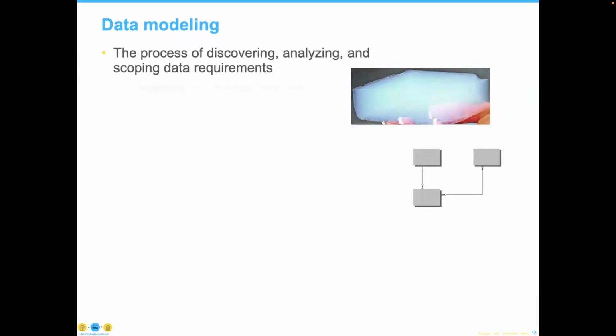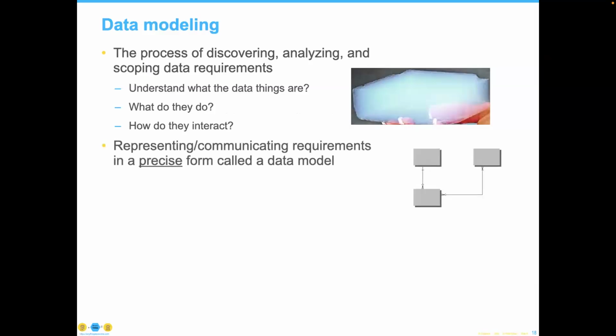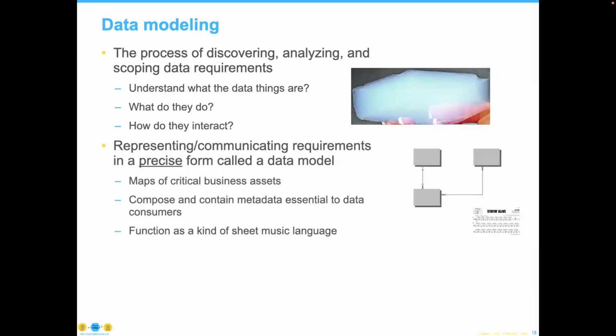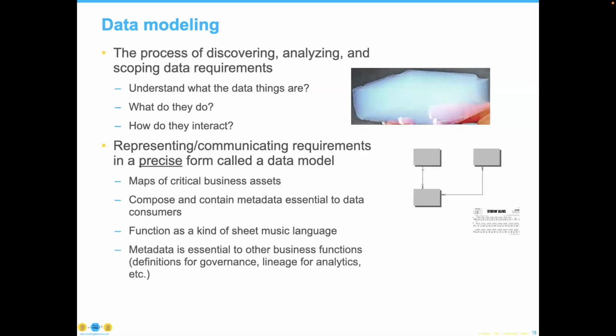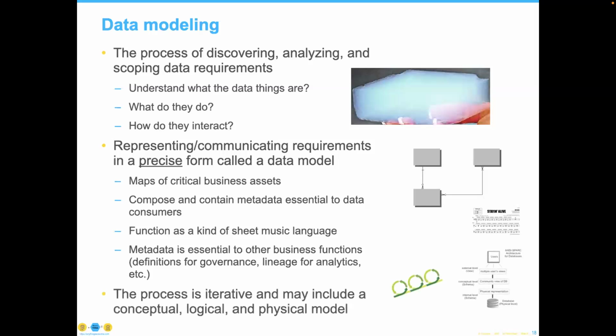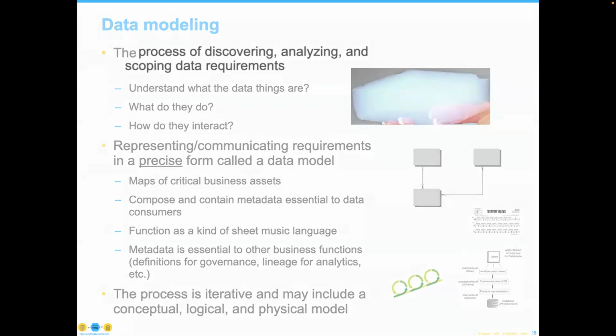So we'll take our data modeling and say that data modeling is the process of discovering, analyzing, and scoping data requirements. We're trying to answer some specific questions that are relevant to your project. Representing and communicating the requirements in a precise form. These are maps of critical business assets, and they compose and contain metadata that is essential to the data consumers, functioning as a kind of sheet music for all of us, and that metadata is essential to other functions, and the process is iterative. We're going to dive into these in a little bit more detail.